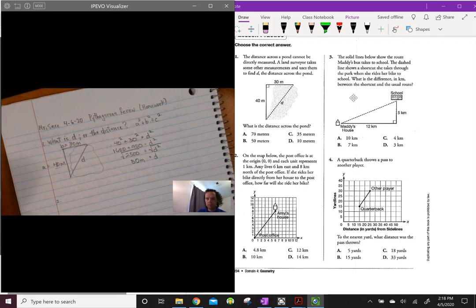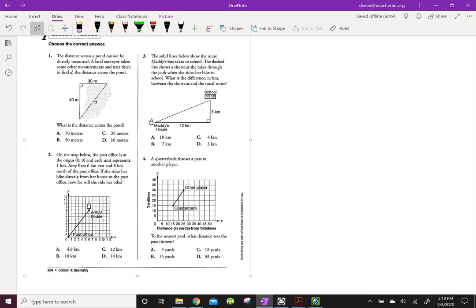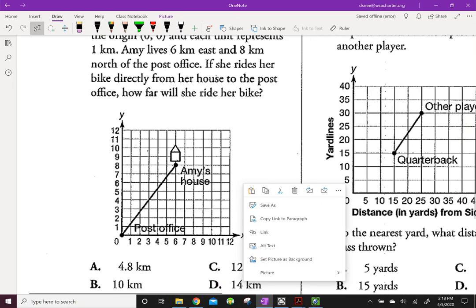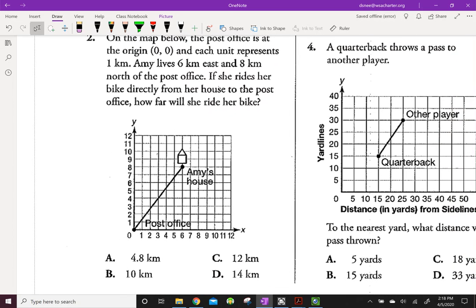Well, let's see here. I'm gonna work on my tablet, okay? And you guys can probably do the same thing on your screens, right? A dry erase marker on those screens can actually work. So this is asking me, if she rides her bike directly from her house to the post office, how far will she ride her bike? Well, Amy's house is right here, and then the post office is right here. And I'm trying to find the distance between those two.